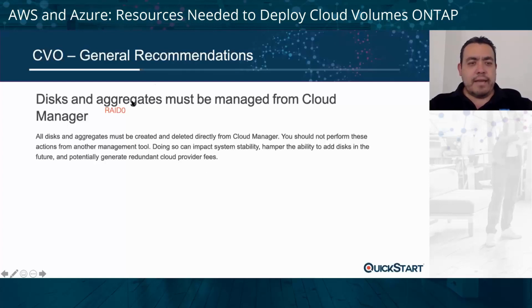But again, your aggregates contain RAID 0 because the EBS drives have a protection built in on the background. We don't know what the protection is, but we trust that protection. So when you create an aggregate, that's with RAID 0. And again, they should be created or erased directly from Cloud Manager, or guys, you can impact your system at some point.